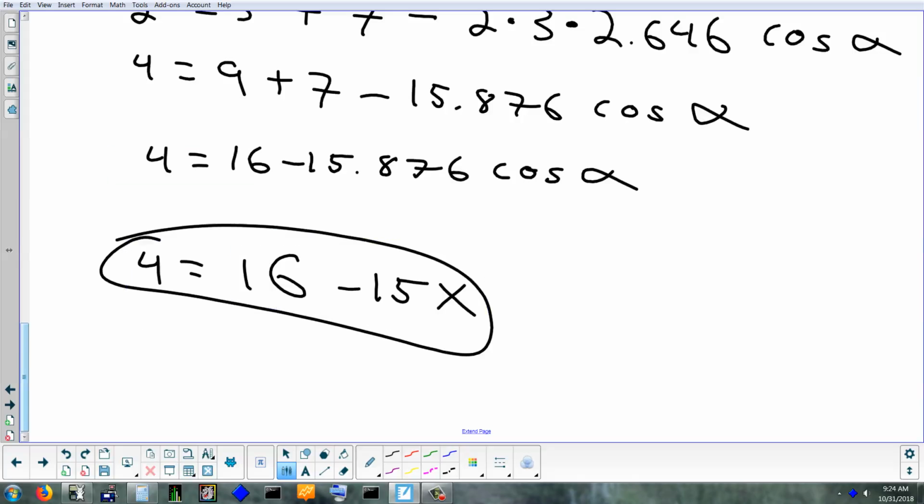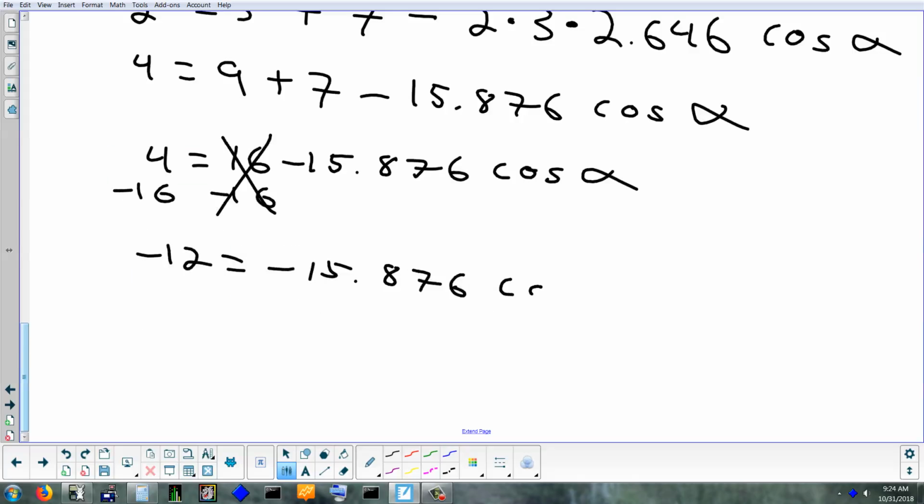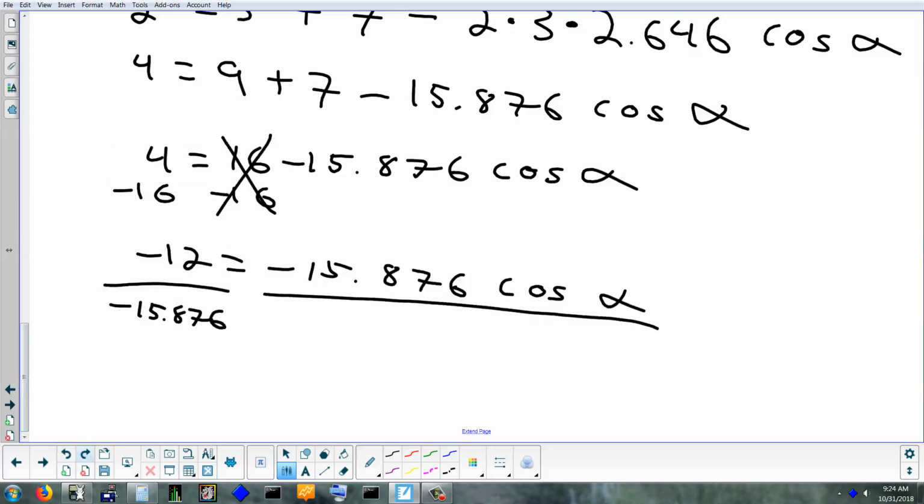So let's bring the 16 to the other side. Minus 16, minus 16. Now we're getting close to having alpha by itself. How would I get the negative 15.876 on the other side? Divide. Yeah, now we would divide. Divide by negative 15.876, divide by negative 15.876. That's gone. Negatives are gone there too.